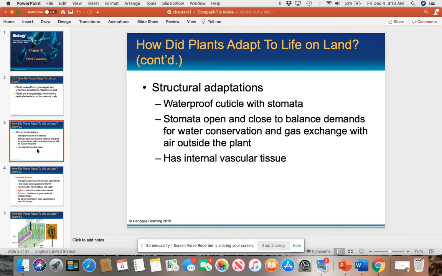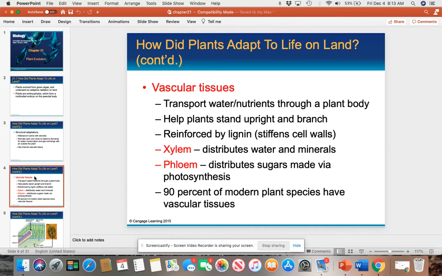Of course, in many cases, plants have vascular tissue. So, what are vascular tissues? Vascular tissues, for example, are xylem, which are these fine tubes that distribute water and minerals. And then phloem, another type of vascular tissue, distributes sugars made from photosynthesis.